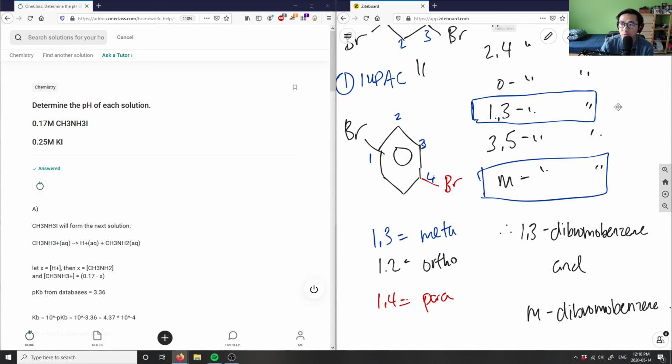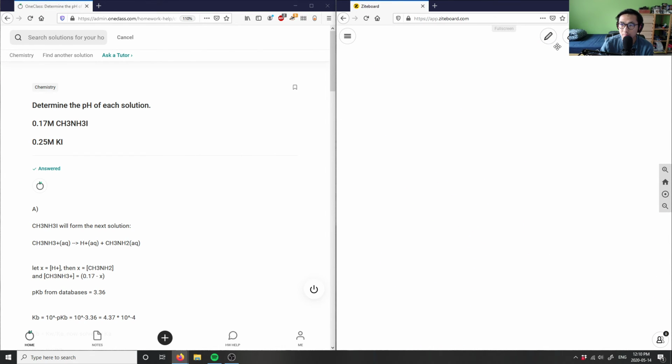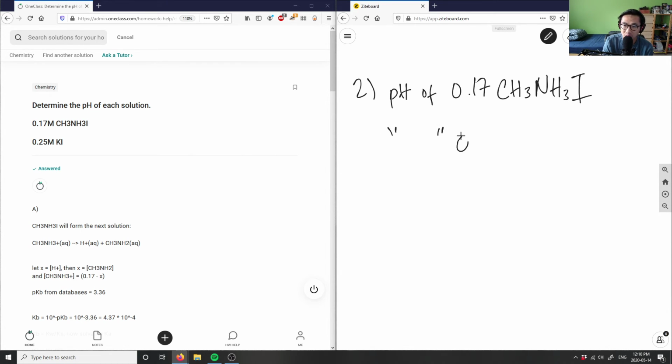Okay, let's do number 2. Number 2 is asking us to determine the pH of each solution. So I have 2 solutions here, and I want the pH of each solution. So the pH of 0.17 CH3NH3I, and then I want the pH of 0.25 KI.